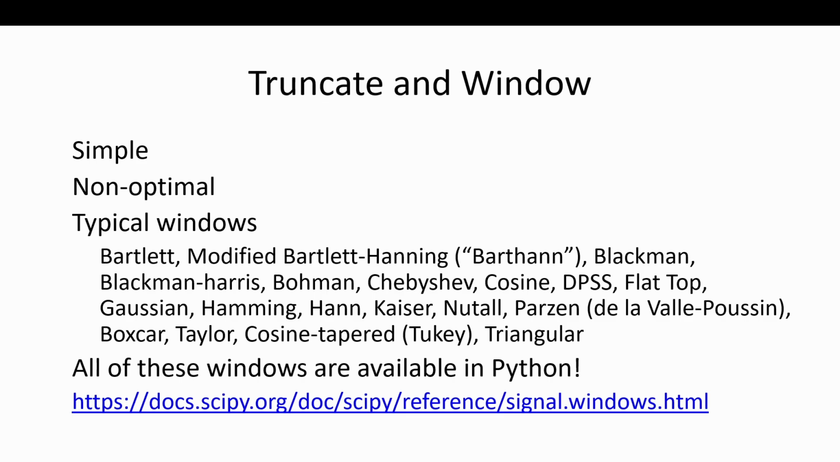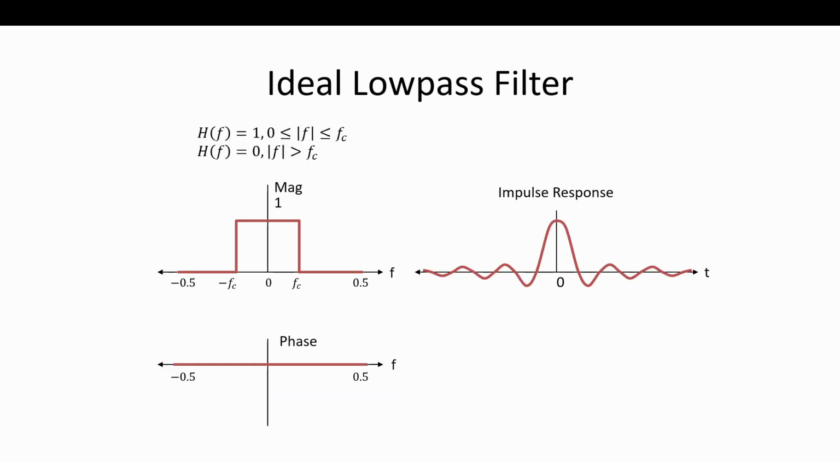So the window method, it's simple, it's non-optimal. I'll show you why. And it's using typical windows. These are all in Python, they're all in MATLAB, and they're all in Octave as well, in terms of using them for filter design. And there's more info here on doing that. And let's talk about that. So here we'll start with this.